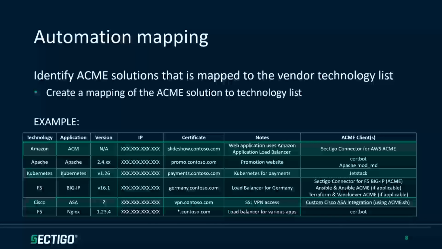Gotcha. So I'm going across and I'm saying I might do this one with Certbot, and I might do that one with the Sectigo connector, and I'm aware of the fact that I have options. Now, some of these, what if there isn't an option?